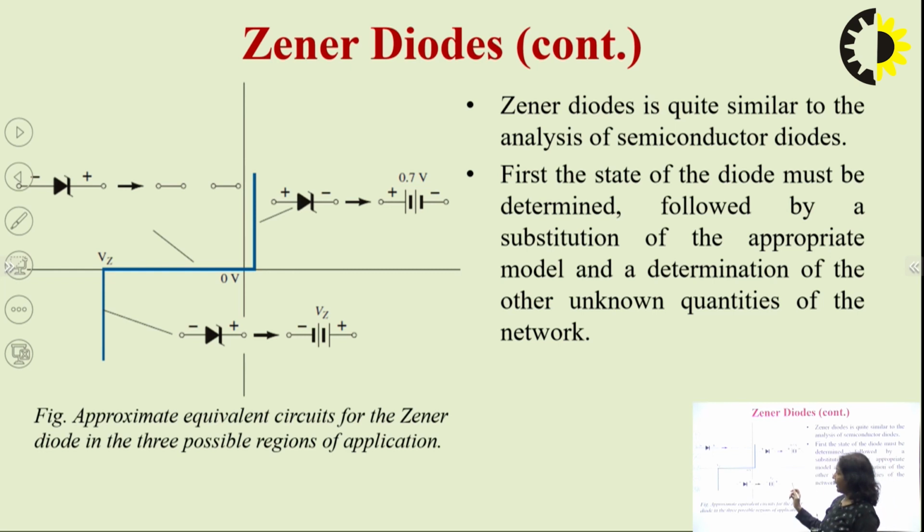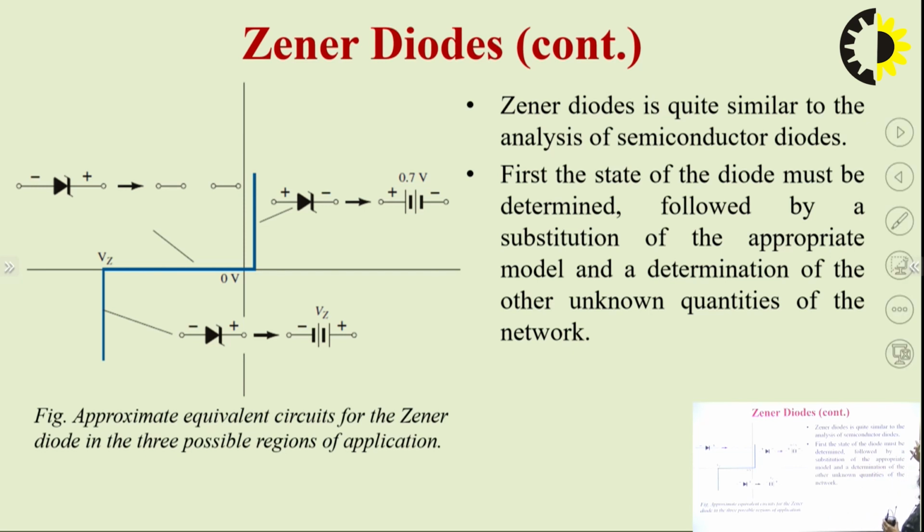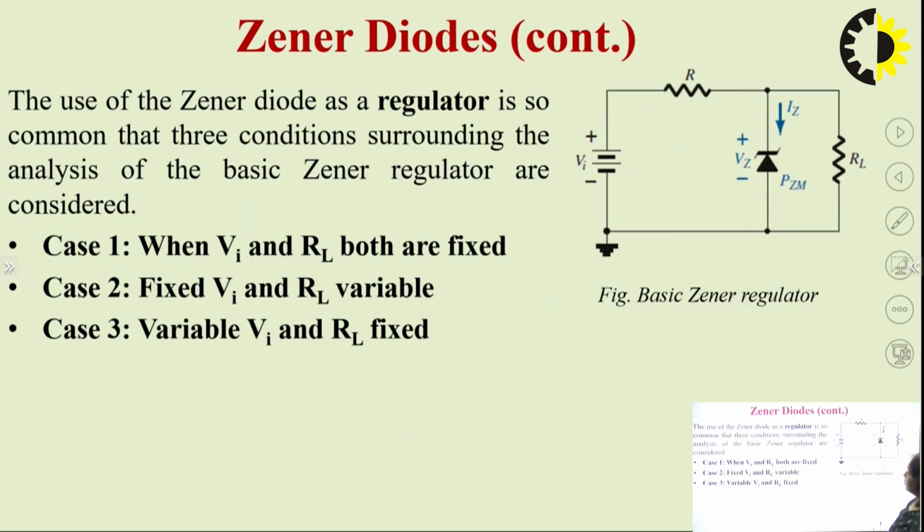Whereas, if we connect the Zener diode in the reverse bias condition, then it behaves as a voltage regulator, which is the most important application of the Zener diode. The use of the Zener diode as a voltage regulator is common, so the three conditions surrounding the analysis of the basic Zener diode are considered.